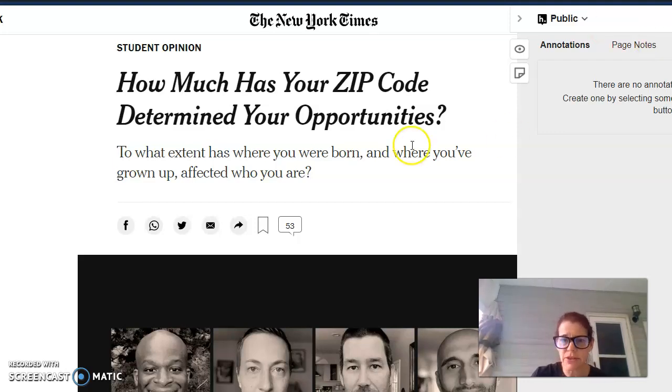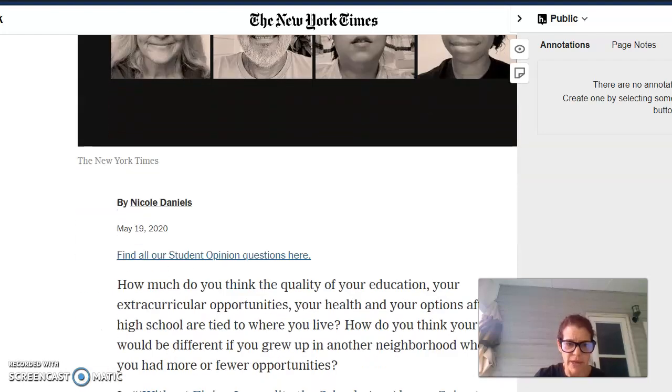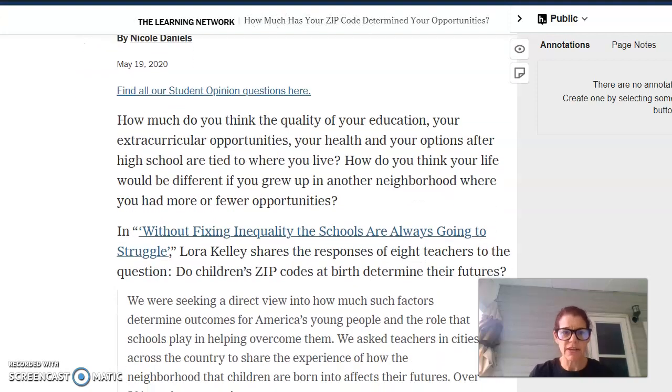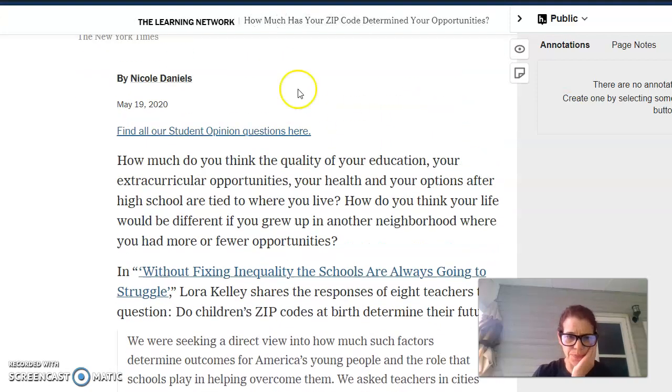Here's one of the readings for this week, and it's called "How Much Has Your Zip Code Determined Your Opportunities? To what extent has where you were born and where you've grown up affected who you are?" This is from the New York Times by Nicole Daniels. I'm going to go ahead and start reading and see if I can annotate while I read.